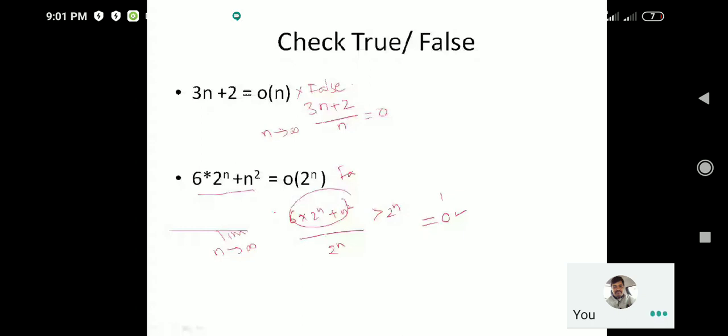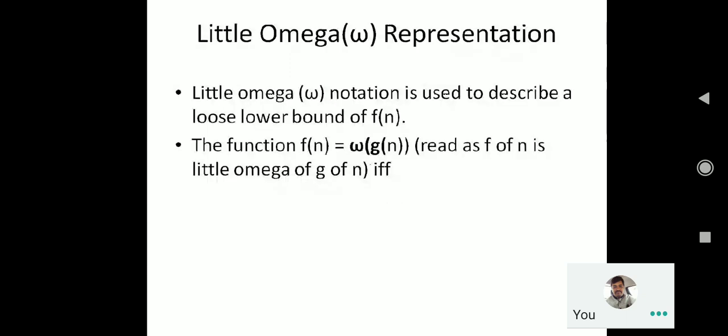Moving ahead, let us discuss the next one, the little omega representation. In the little omega representation, this is the lower bound value. Now this is the loose lower bound. The previous one was the loose upper bound. So little omega notation is used to describe a loose lower bound of f of n.